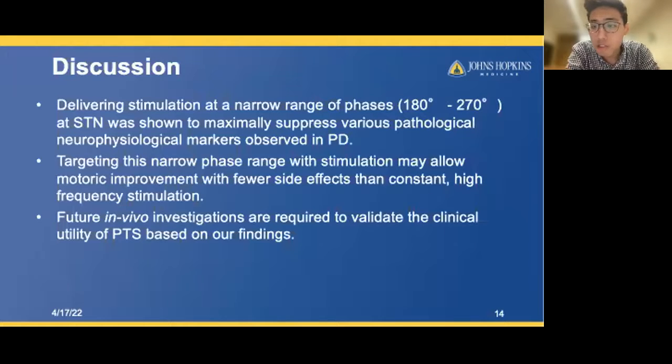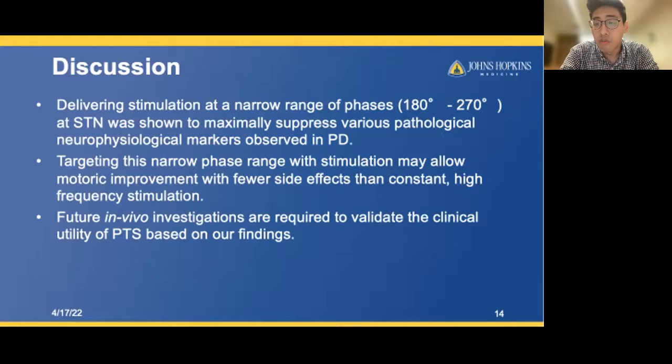So in conclusion, our results suggest that across these neurophysiological responses we scrutinized, delivering a stimulus at a narrow range of phases, about 180 to 270 degrees of the STN waveform, was shown to maximally suppress the variety of pathological neurophysiological signals that are measured in PD conditions. Targeting this narrow phase with stimulation may allow for motoric improvements with fewer side effects than the constant high-frequency stimulation of traditional DBS.